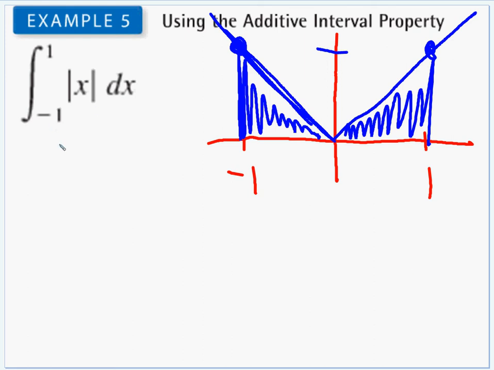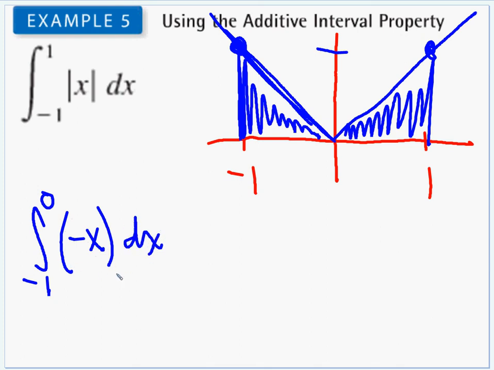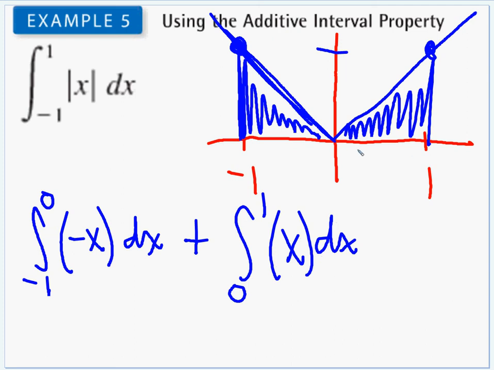So what they want us to do here, we're going to break this into two integrals. We're going to go from negative 1 to 0 of the function negative x dx. That is our first triangle. And then we're going to add to that the integral from 0 to 1 of positive x dx for the first quadrant triangle that we have there. And I don't want to erase my awesome picture. So here, let's just say these are two triangles.